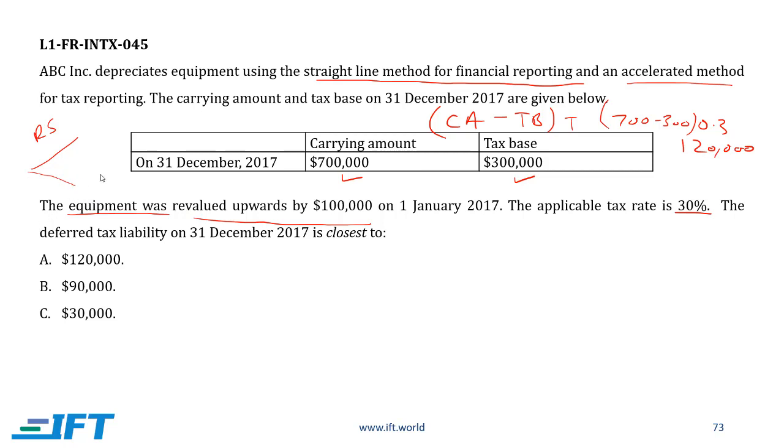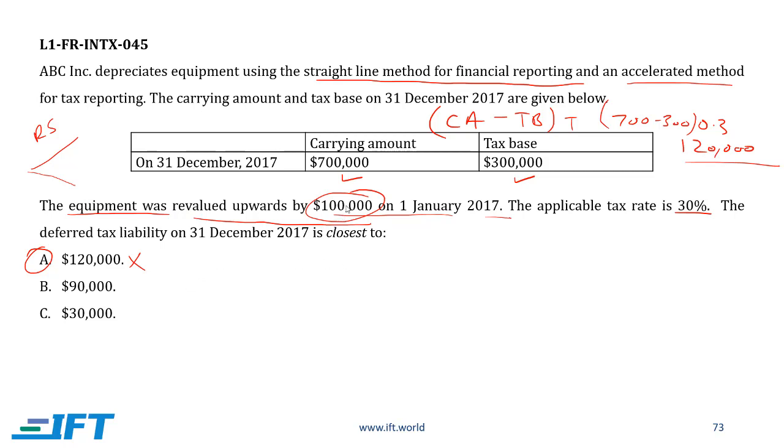Okay? Now, the equipment was revalued upward by 100,000 on 1st January 2017. So your equity is going up by how much? 100,000. We need to remove this impact of increase in equity. So first of all, option A is 120,000. 120,000 is coming from here. First of all, logic says that this will not be the answer, because this is the easiest thing you can come up with.